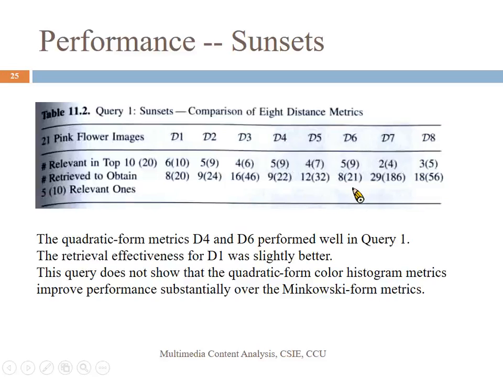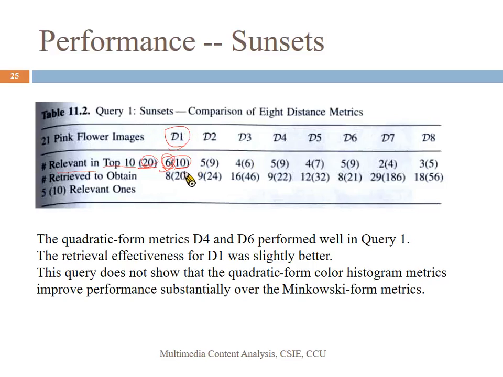Here is another quantitative performance based on the sunset benchmark query. Based on different distance metrics, the value here means the number of relevant images in the top 10 or top 20 returned results. If we consider the top 10, based on D1, we have 6 relevant images. It's obvious that the larger the value, the better. If we consider the top 20 returned images, 10 of them are relevant to the sunset.